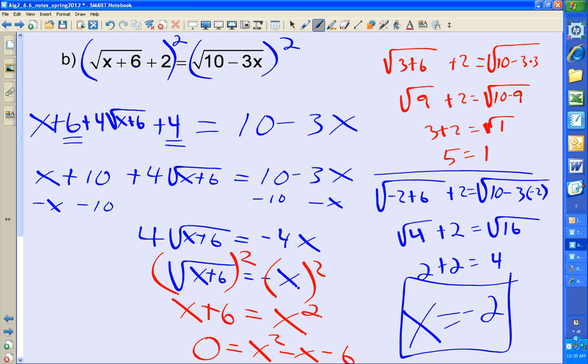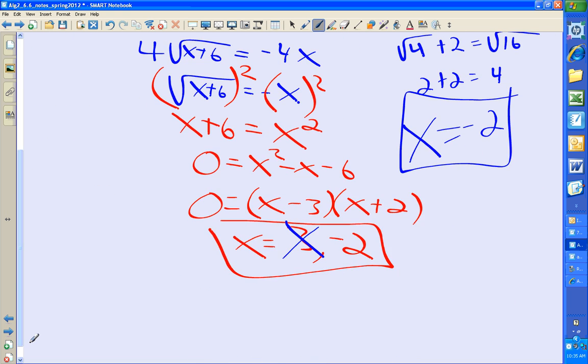You have to have both solutions in your work. You have to get all the way down to 3 and -2. You have to check the 3 and throw it away and just keep the -2. This is our only solution.